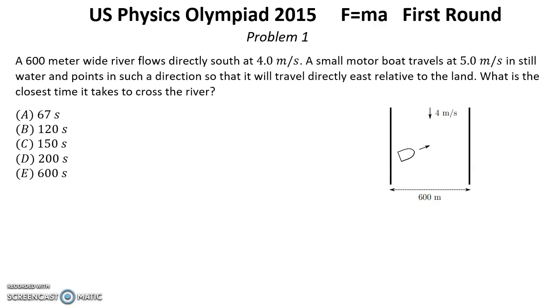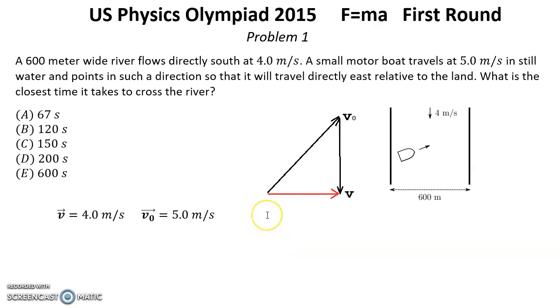Solution. Here we can use a vector diagram. Let V be the vector of river flow, which is 4 meters per second, and let V0 be the vector of velocity, which is 5 meters per second. This vector V is going south, and V0 is going such a way that the total vector goes east. So we can sketch the diagram.